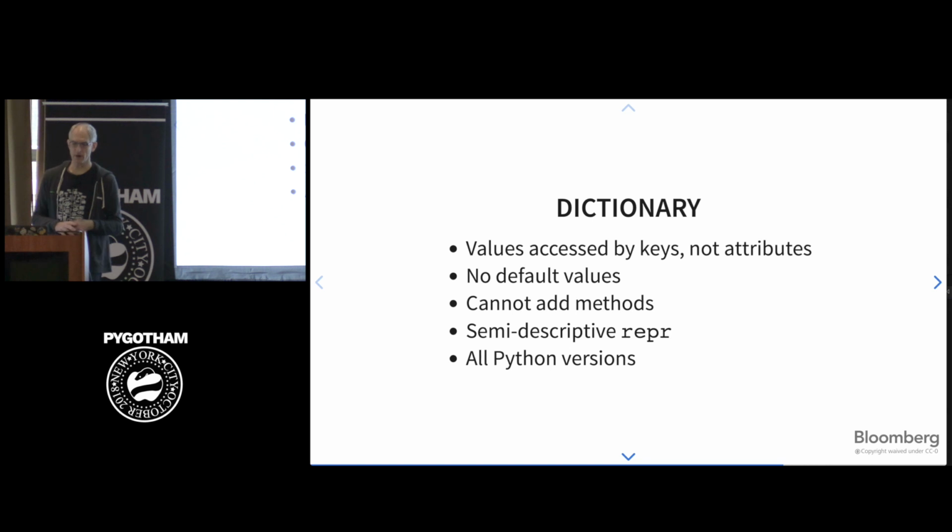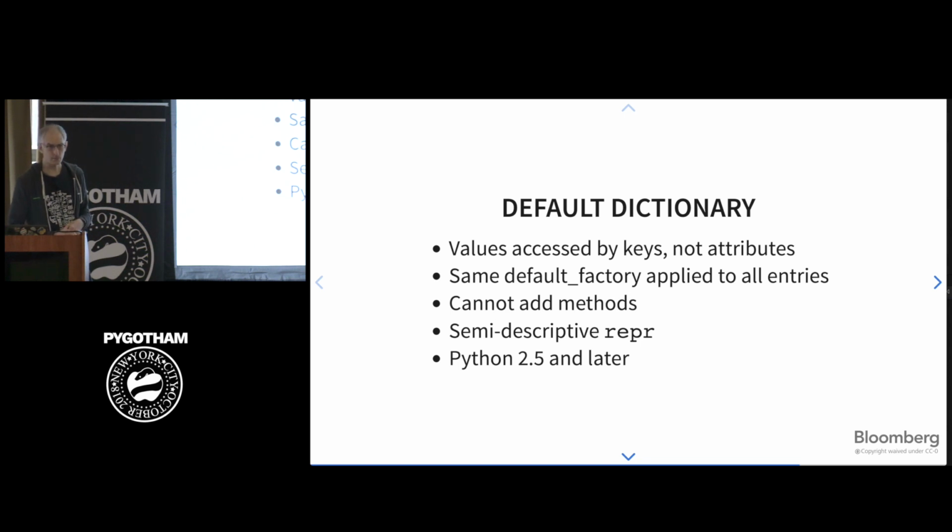Python dictionaries have been around forever. I can access values by name, but as a key, not as an attribute. I can't set up default values. I cannot add methods, but it does have a semi-descriptive repr. Default dictionary solves the default value problem, but it's at the whole dictionary level. I can't do it at an individual field. The whole dictionary has this default value, and that's it.